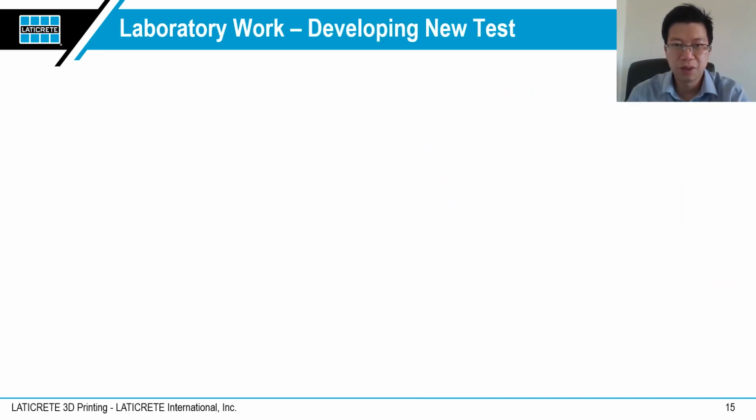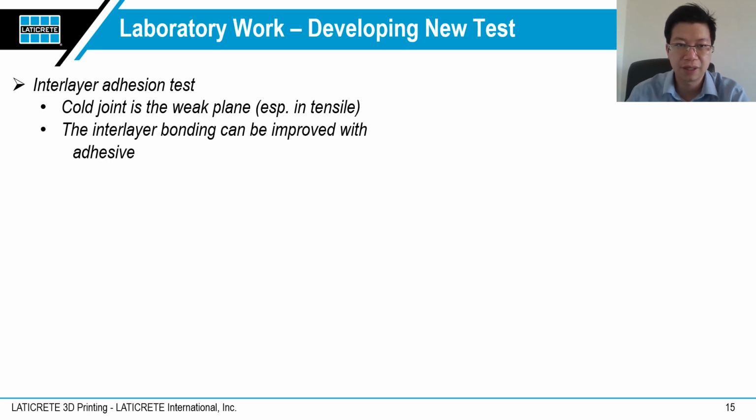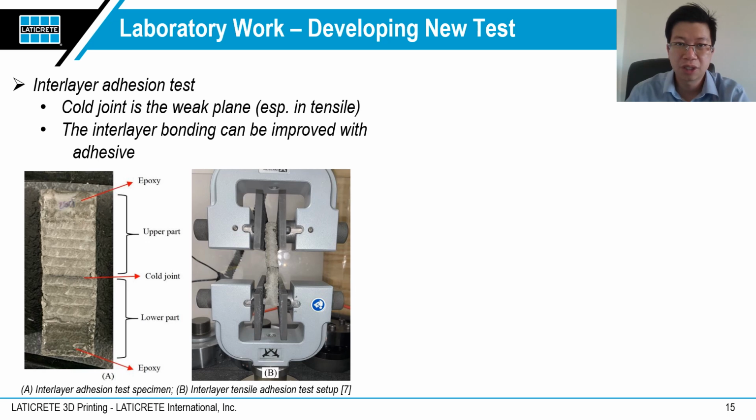Moreover, in the lab, we developed a new test to assess the tensile adhesion between layers. Especially, we would like to pay attention to the cold joint. The cold joint is a plane of weakness in concrete caused by interruption or delay in the printing process. It occurs when the first batch of concrete has begun to set before the next batch is printed on top of the first batch, so that the two batches do not intermix.